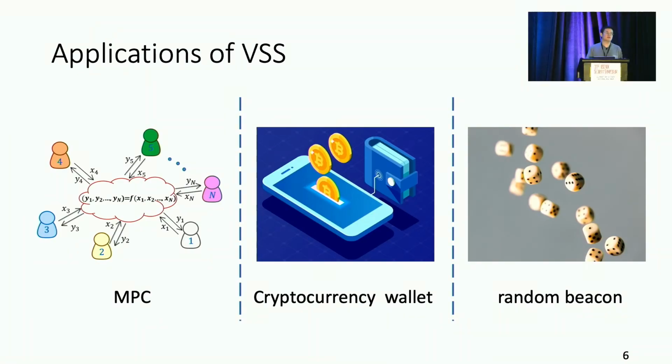And VSS also has some applications in the real world. For example, it can be used in the MPC protocol, and it can be used for the cryptocurrency wallet, so it can help the user to keep their secret key. And VSS can also be used to construct distributed key generation and the random beacon.